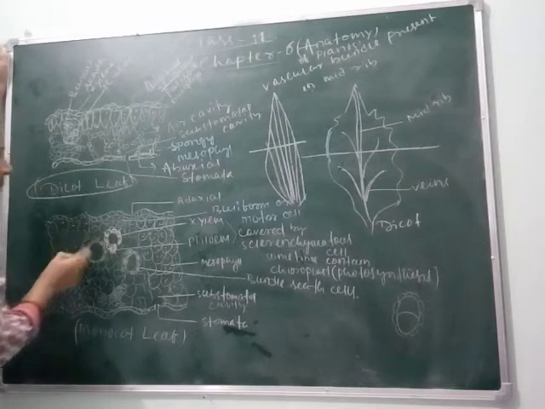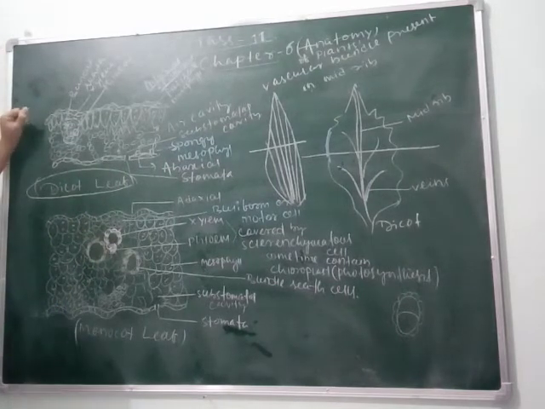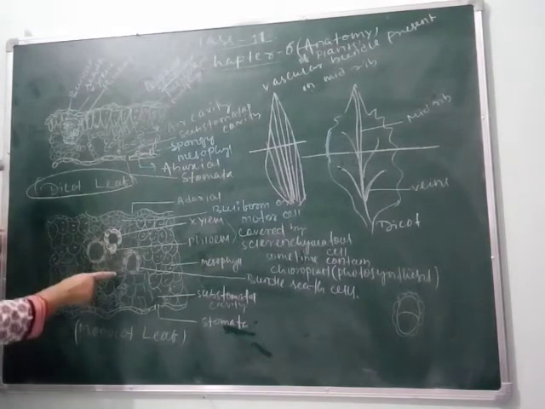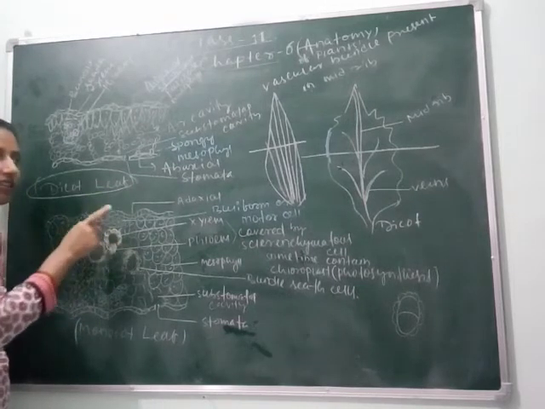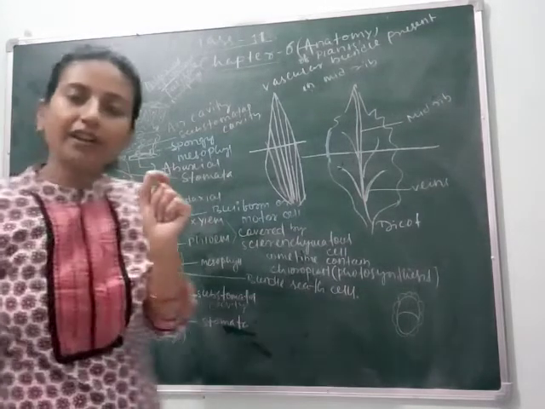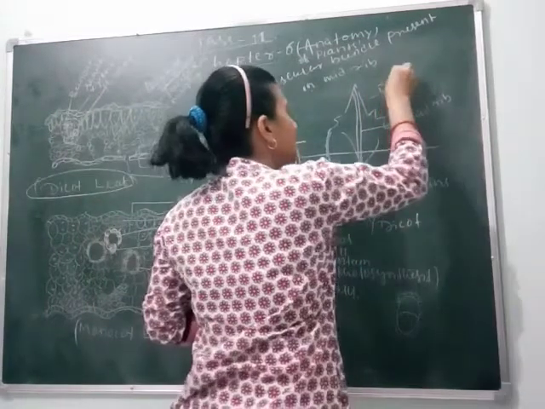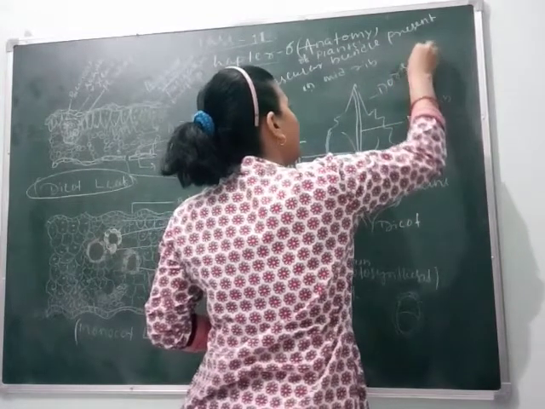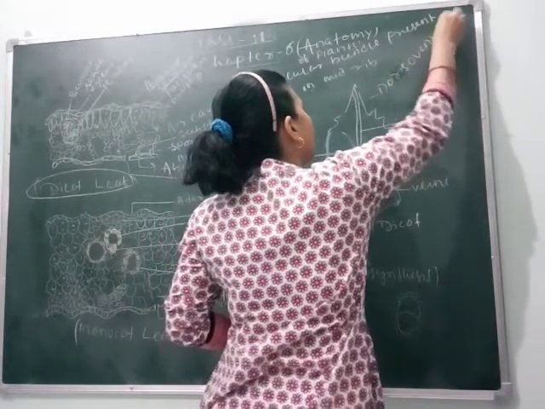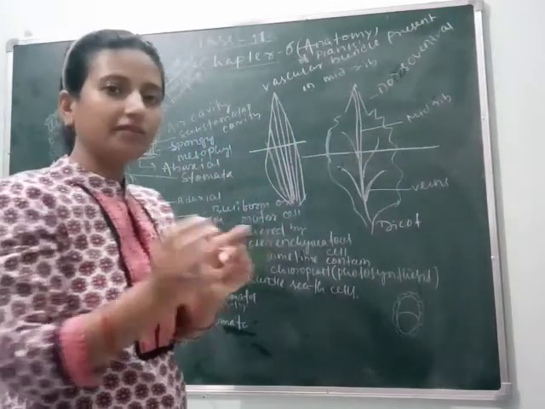Next, we move towards the monocot leaf. Here I have shown you the dicot leaf and explained it. Again I will explain it. Then this is your monocot leaf. Like a dicot leaf, it does not have the same structure. A dicot leaf is dorsoventral, meaning its dorsal and ventral sides are opposite and different.